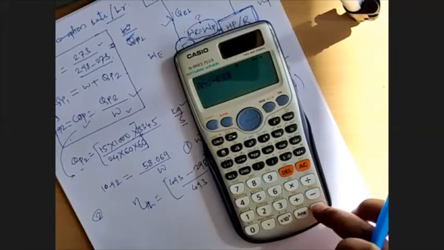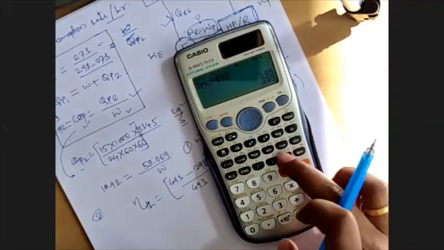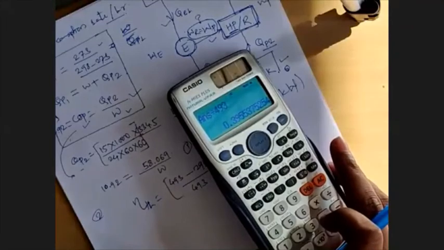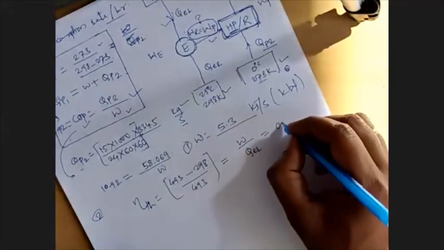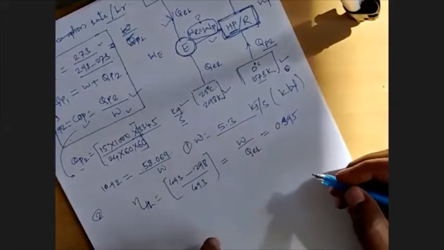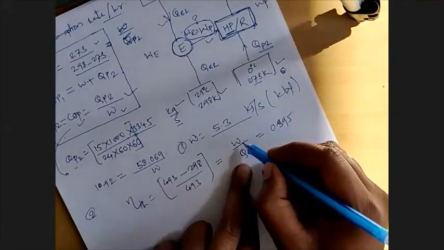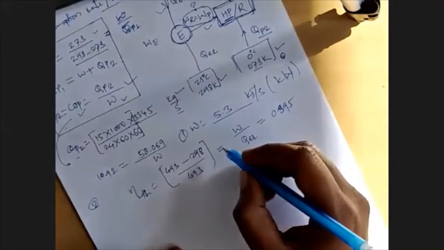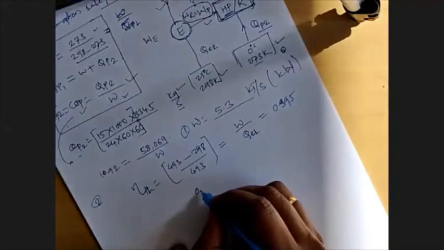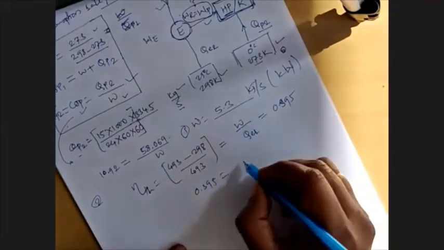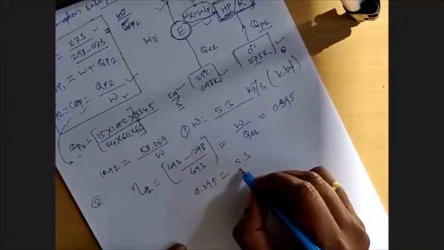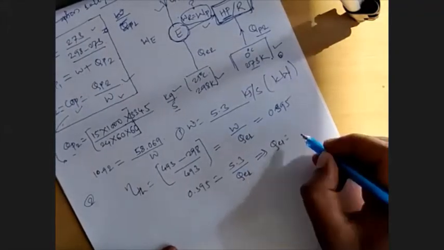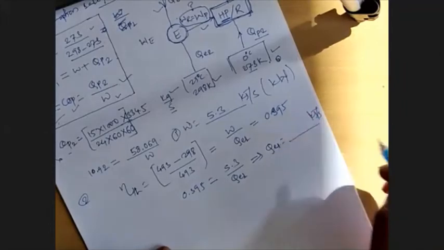0.395. 0.3955. Can you see the calculator value? Okay. 0.395. Now here W we already have calculated, right? So this relation we can use, or let's replace this W. 0.395 is equal to 5.3 that we already have calculated, divided by QE1, and from here QE1 is equal to kilojoules per second. Calculate this one, Pratik.